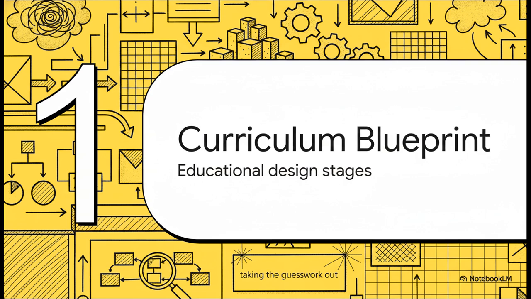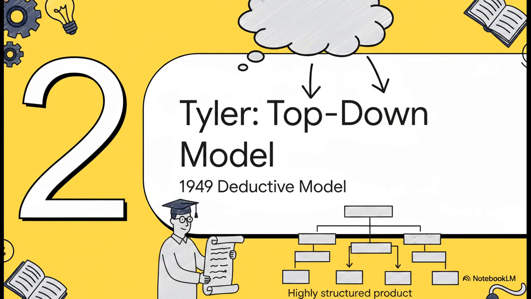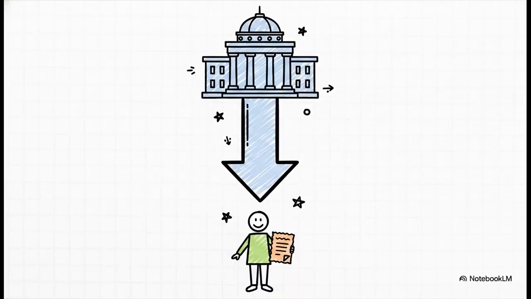Section 1. The curriculum blueprint, setting the stage for educational design. Section 2. The top-down lecture. Ralph Tyler's 1949 deductive model. So to really grasp this blueprint, we first need to understand that these foundational models actually moved education away from abstract, free-flowing ideas and into structured, logical, and efficient systems.